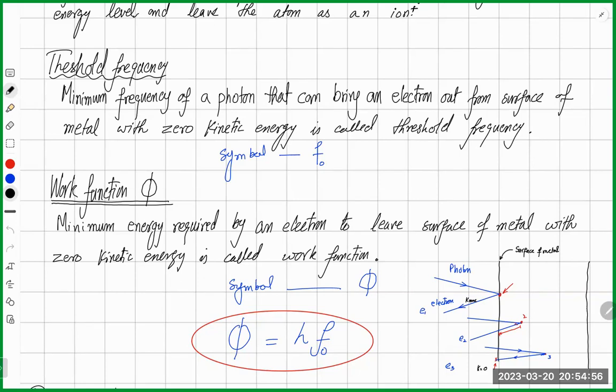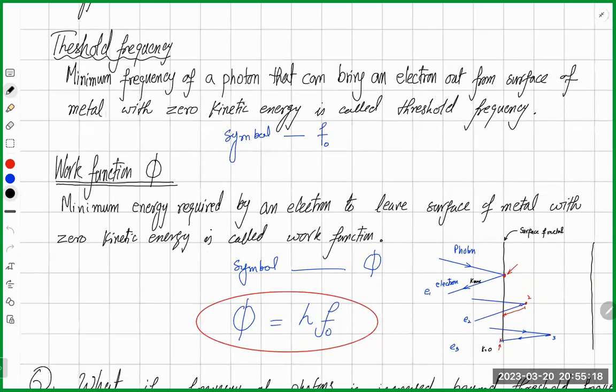Threshold frequency is the minimum frequency of a photon that can bring an electron out from a surface with zero kinetic energy. Like it is just enough to make the electron come out. It is not enough for the electron to move around. It is just enough for the electron to come out.